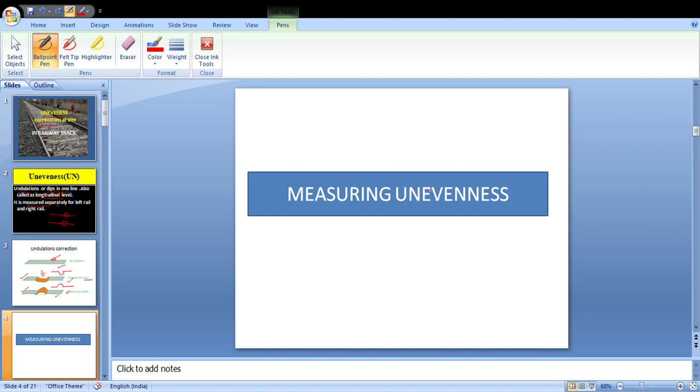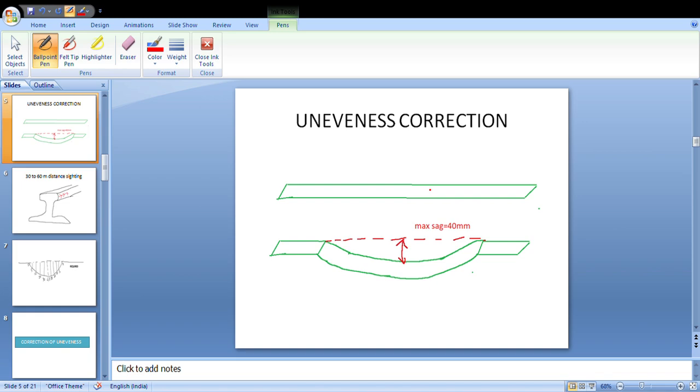Now let us understand how to measure this undulation or unevenness. So this is our track, and presently it has become like this. This is a straight portion and this is a straight portion, and in between you got an undulation. Now our target is to measure how much unevenness is there.